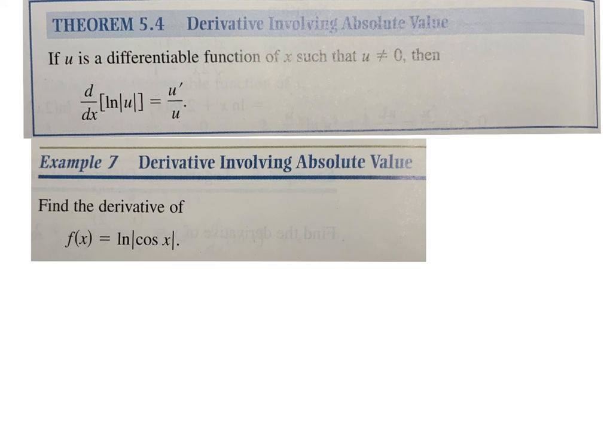They want me to find the derivative of natural log of cosine of x. Well, I'm just going to take the derivative of the cosine. What is the derivative of cosine? Negative sine of x. And I'm going to put that over the function that I started with, cosine. So I have the negative sine of x over the cosine of x.